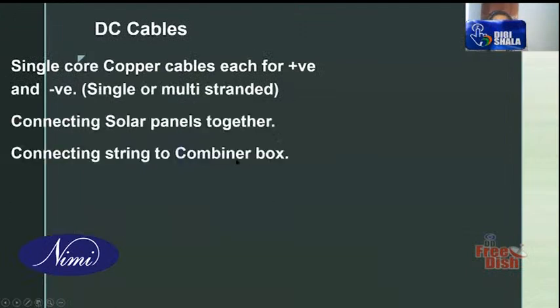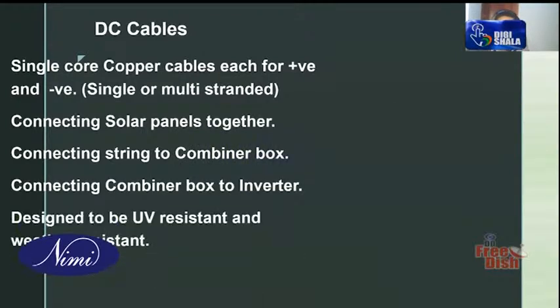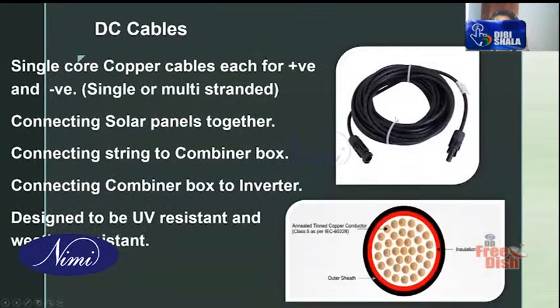It is a single core copper cable, positive and negative separate. So these are the figures of a DC cable. This is a very special type of cable. This is single core, only one core will be there, one positive and a separate core cable for the negative. Okay, so where is DC cable required? Between the modules, string to the AJB, from the AJB to battery charge controller, from battery charge controller to battery. So here we are using the DC cable.